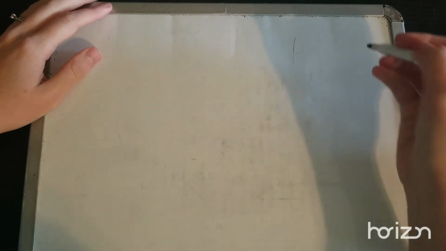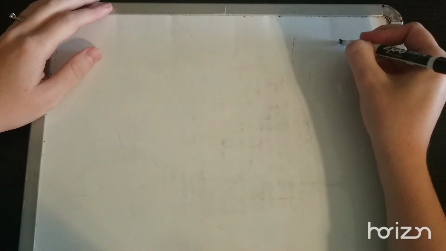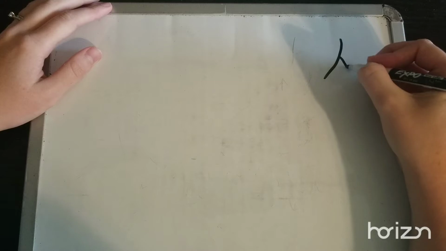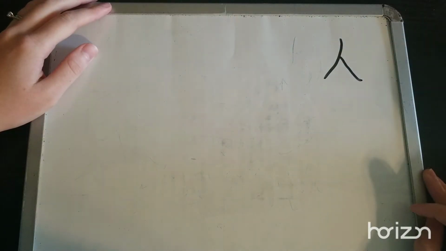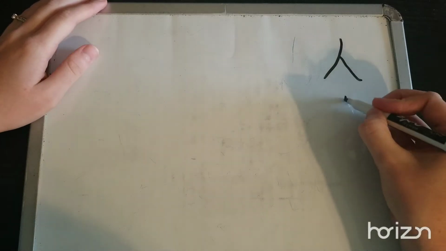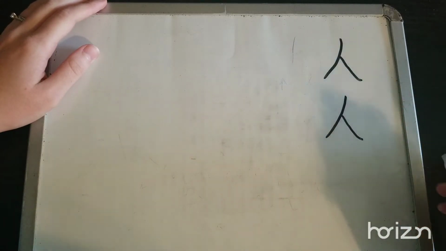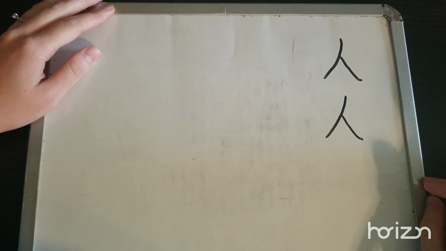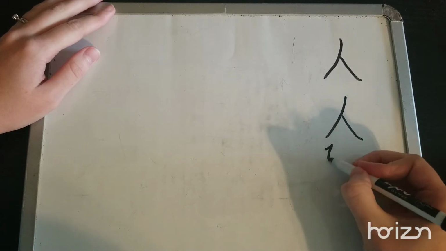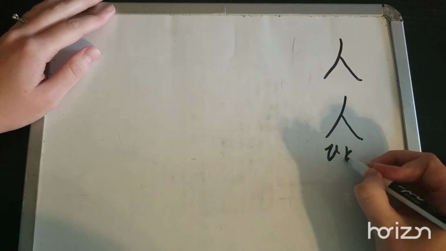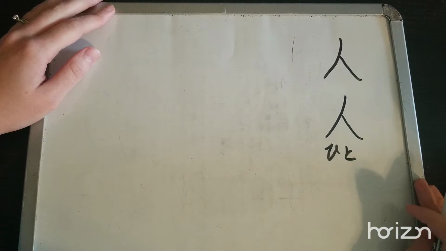Kanji for Lesson 8 of Adventures in Japanese 1. The first one is the kanji for person, hito, and it's pretty basic. It just looks like a very basic stick figure of a person. Hito.